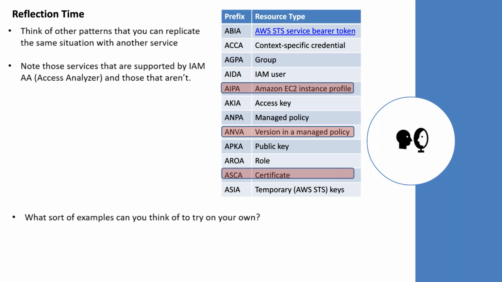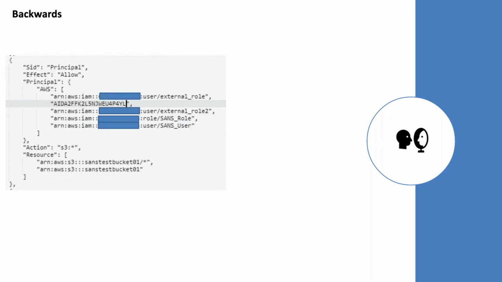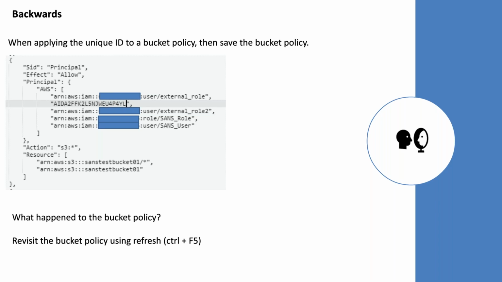So let's play with this a little bit more. What if I added a user from another account to a resource using the unique ID, right? Instead of putting the ARN in there, let's make that translation, right? Use IAM list users in this case, get that unique ID, and then plumb that into our S3 bucket. What happens? Try and save the bucket policy and see what happens after you do that. After saving the policy, revisit the bucket policy using Control F5 so it reloads the page without using your cache, and you'll see what happens.